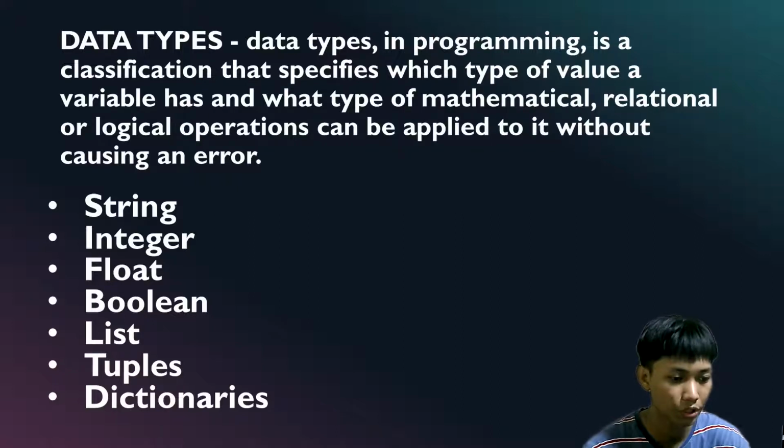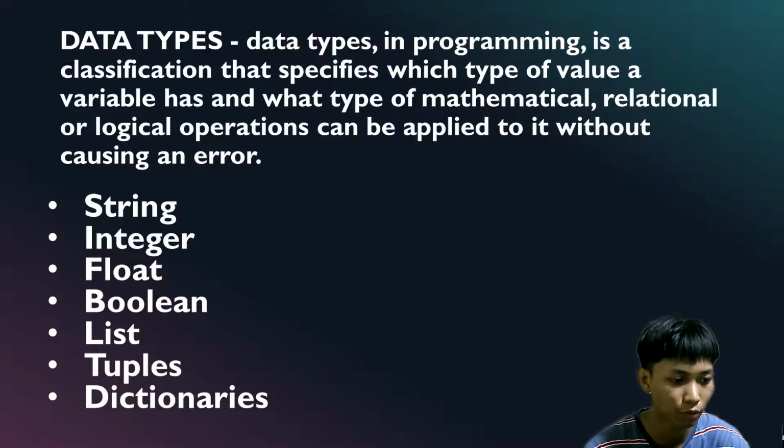Now let's go for integer. The integer data type is used to store a whole number without decimals, like 35, -50, or 4500. The integer data type has two categories, signed integers and unsigned integers. Signed integers can store both positive and negative values, while unsigned integers can only store non-negative values.